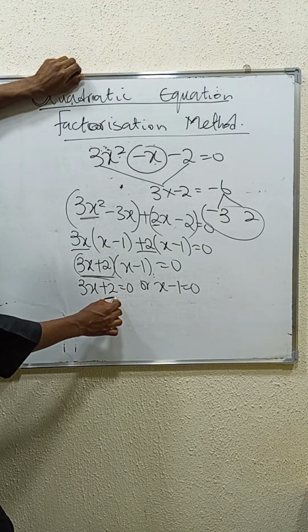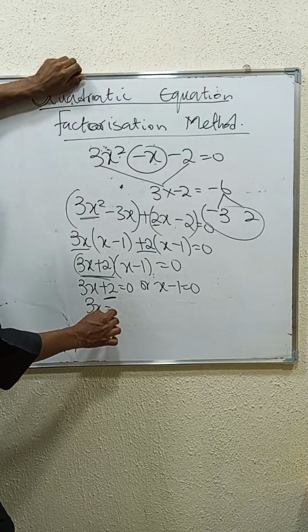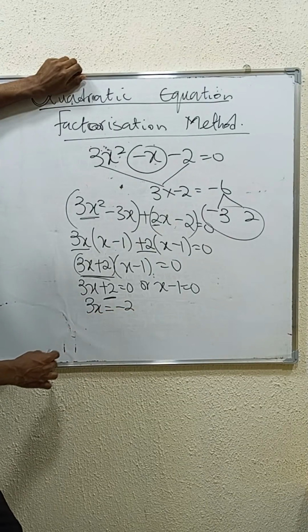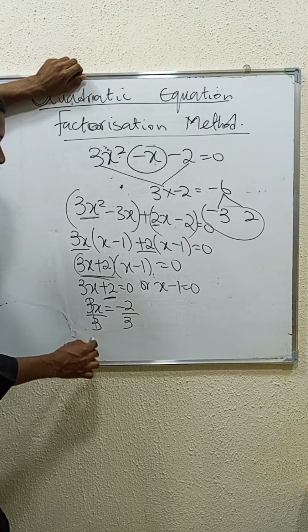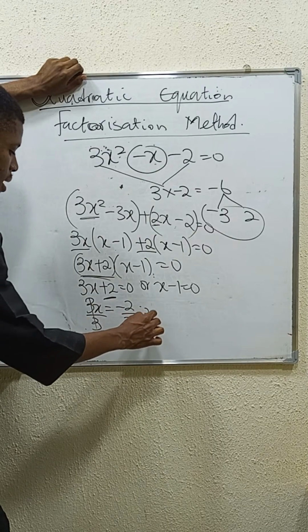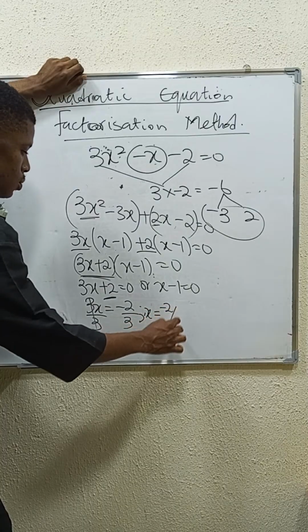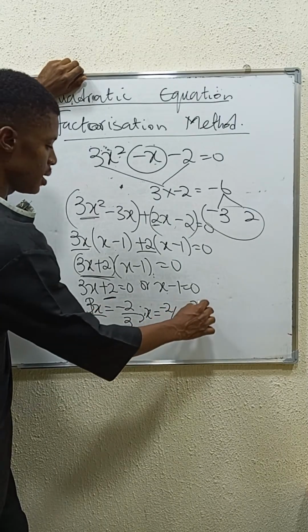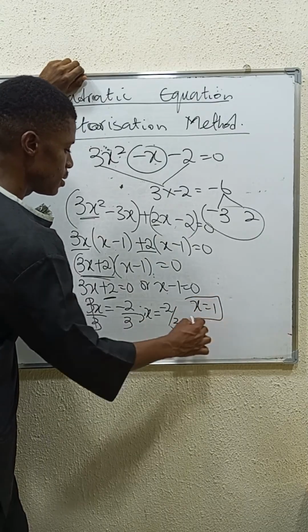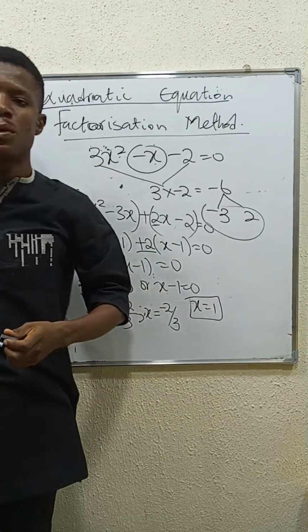So we subtract 2 from both sides. 3x is equal to minus 2. You divide by 3 on both sides, and you see that x is equal to minus 2 over 3. Then for x minus 1, you see that x is equal to 1, because we added 1 to both sides.